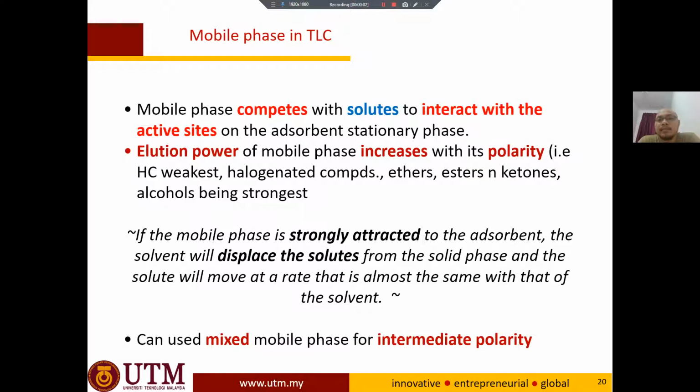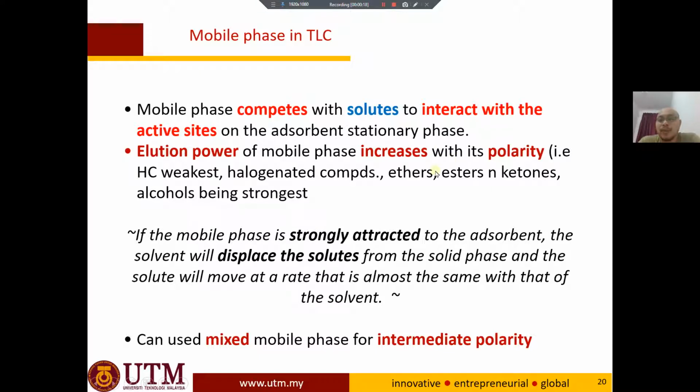Okay, the next item that we will look at is the mobile phase of the TLC. The mobile phase competes with solutes to interact with the active sites on the adsorbent stationary phase. The elution power of the mobile phase increases with its polarity.